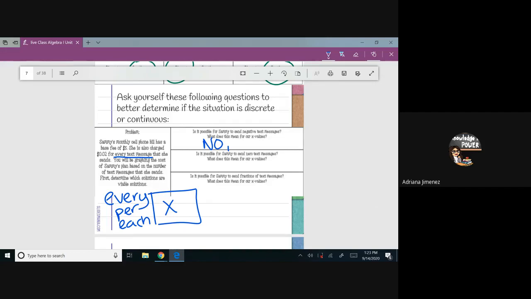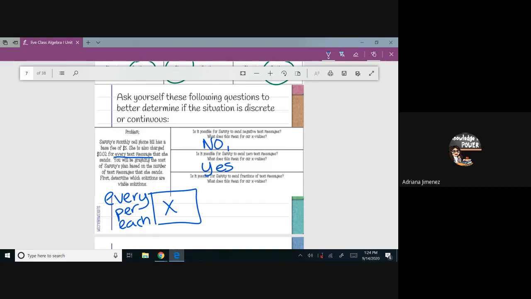Yeah. Okay. This person probably didn't feel like talking that month, so didn't text anybody. She just got in trouble and got her phone taken away or something. So yeah, it is possible. So it can be 0. Okay. Is it possible for Sammy to send fractions of a text message?